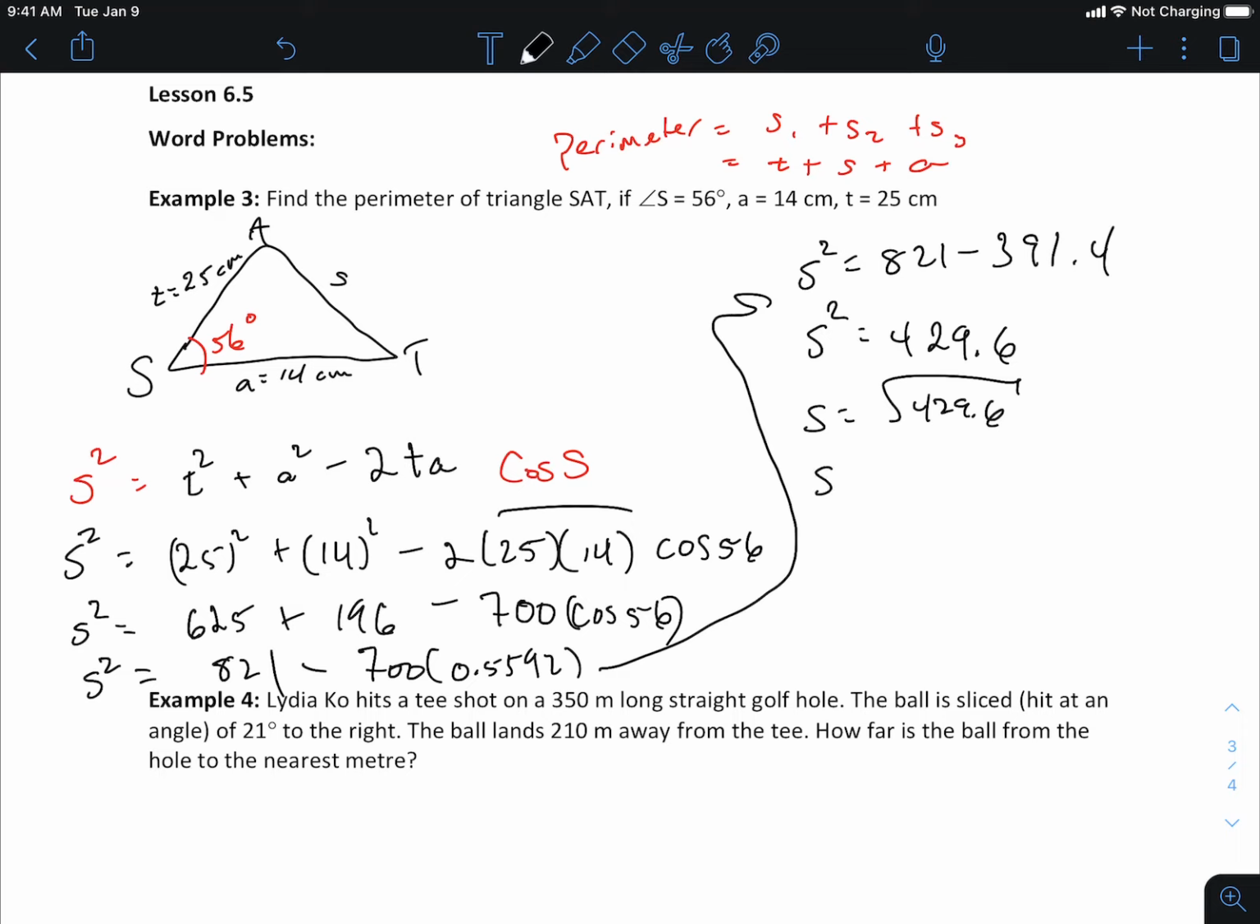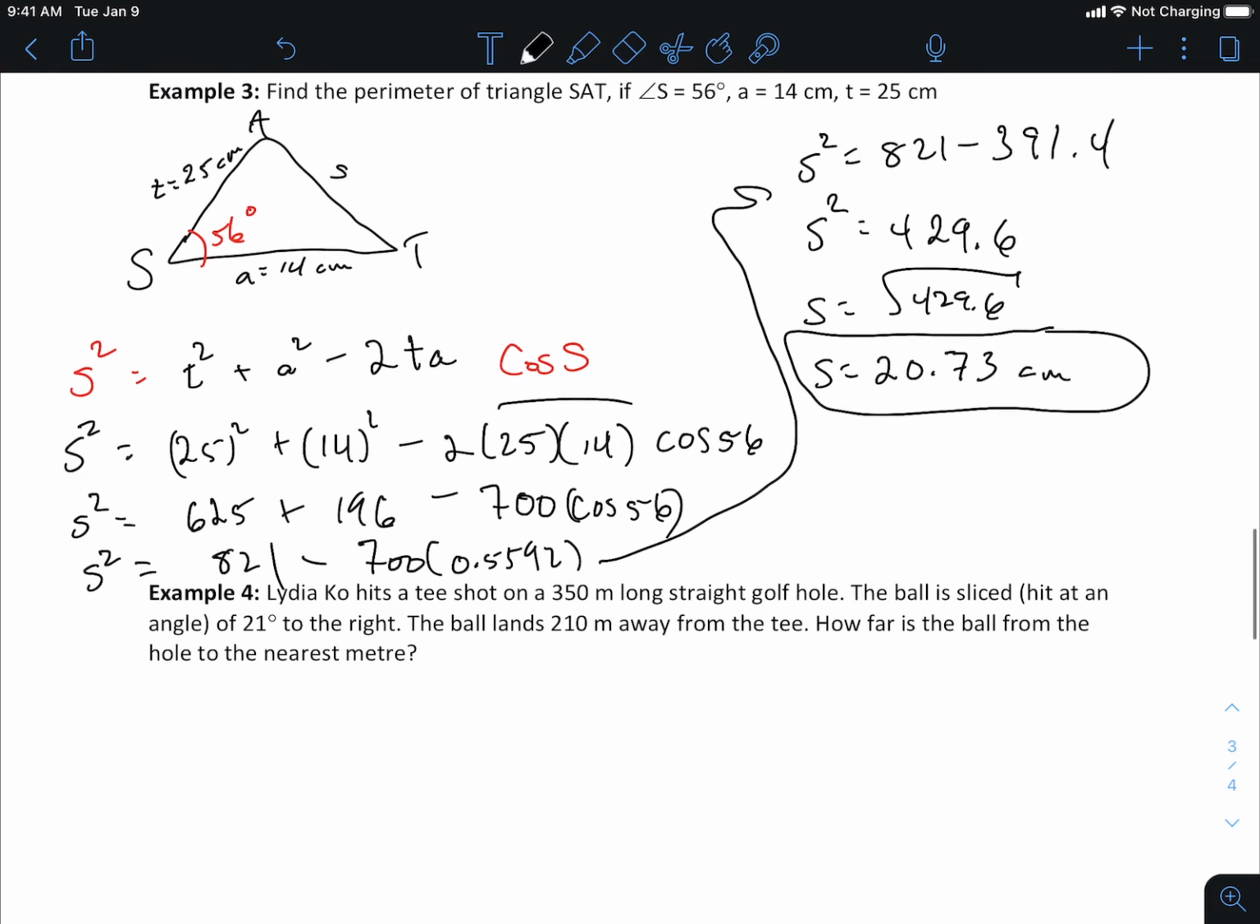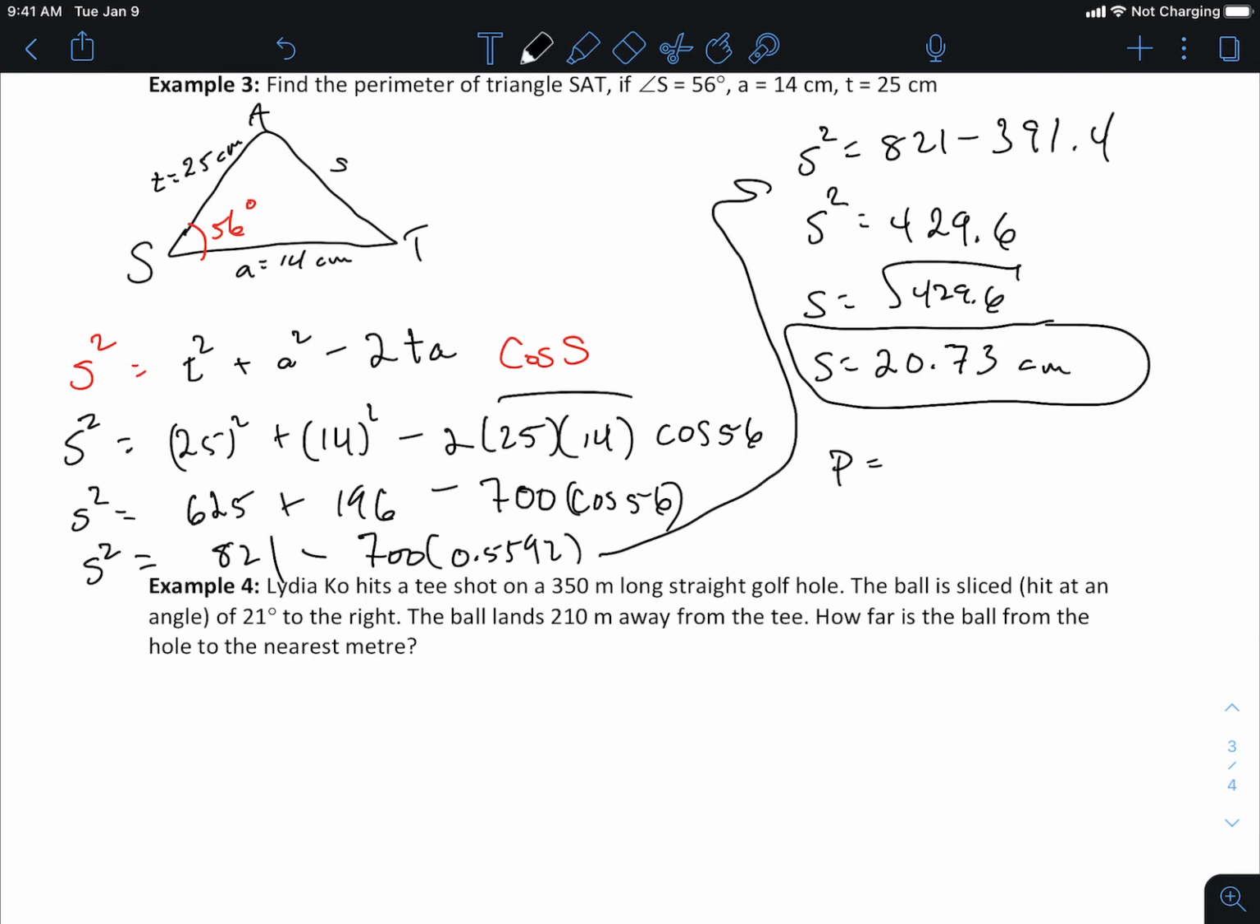There you go. It's a lot of work to get one number, right? You don't want to do this every time. It's tedious. Okay, perimeter equals what we wrote up top. I'll add all the sides together. So we get 25 plus 14 plus 20.73.